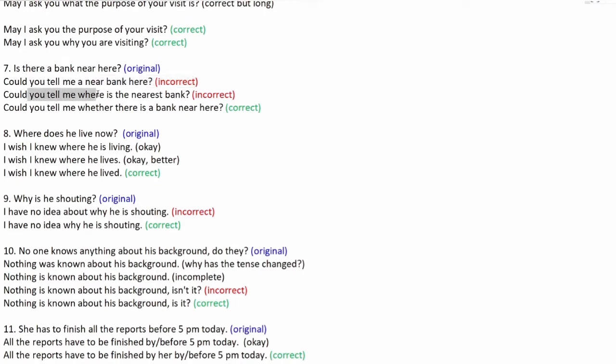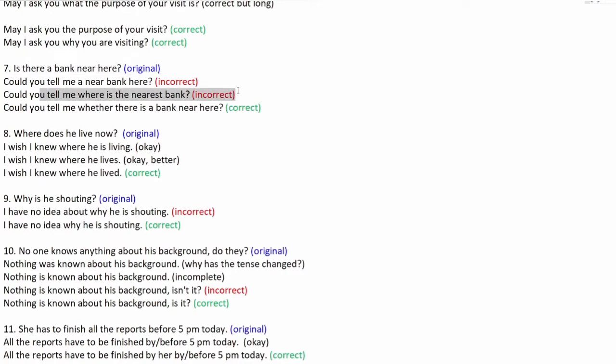Could you tell me where is the nearest bank? Even although this sentence is correct, it's not the answer. It's not the answer because the original question is, is there a bank somewhere close by? Is there a bank near here? Any bank? It's not where the nearest bank is. We're not concerned about that.